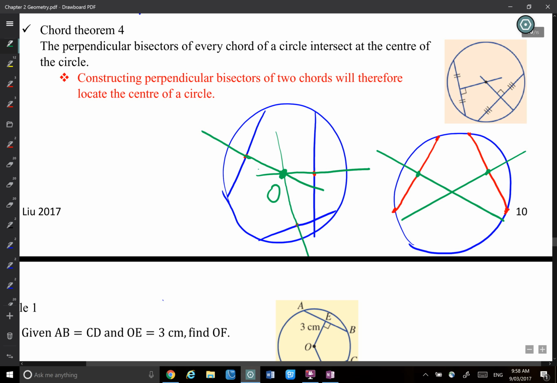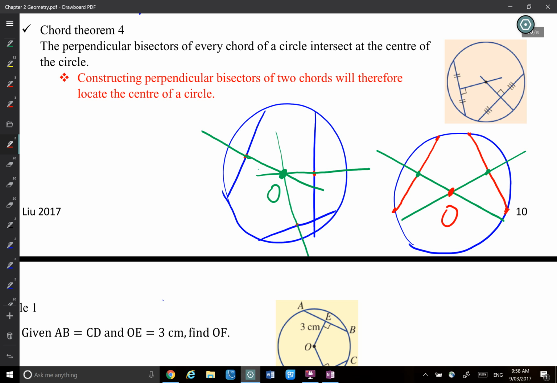Those 2 perpendicular bisectors of the chords will intersect at one point, and this point must be the point O, because all the perpendicular bisectors of the chords intersect at only one place, which is the center. So on a circle, you randomly draw 2 chords, measure the chords, find the middle points, and draw the perpendicular bisectors. Where those 2 bisectors intersect will be the center.